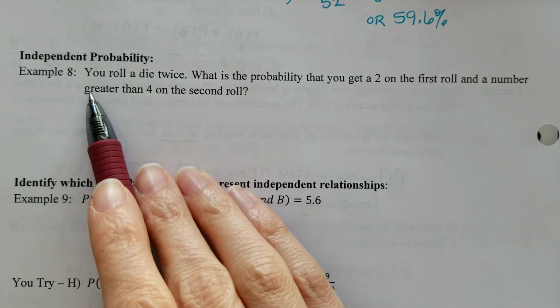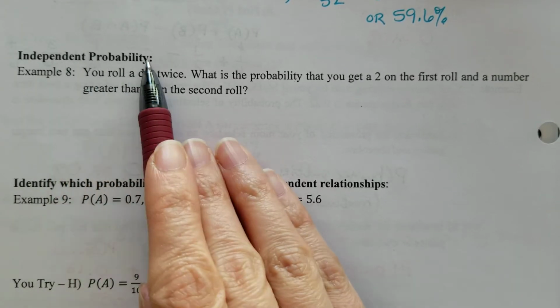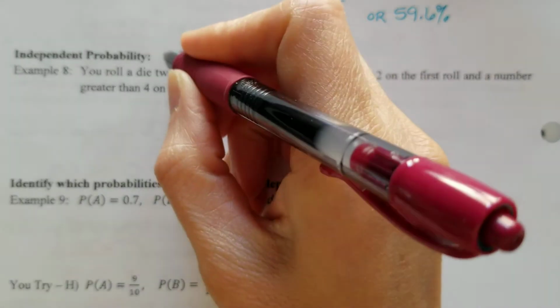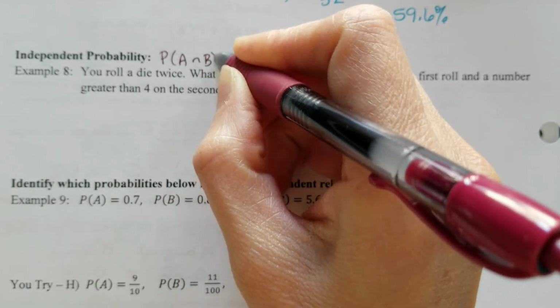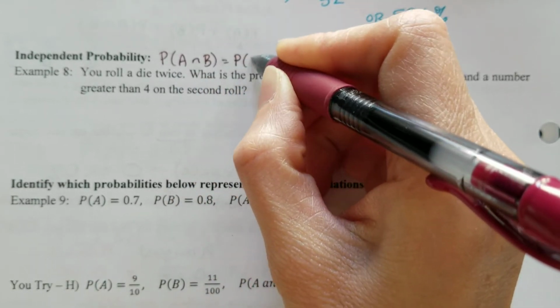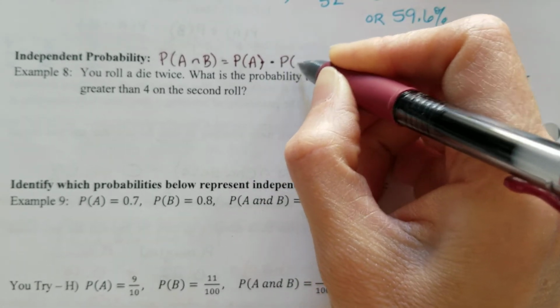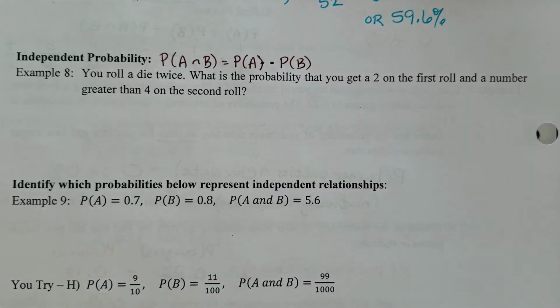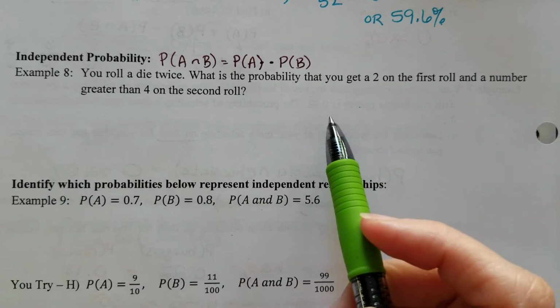As we look at example 8, you can see from the heading that we're looking at independent probability. So going back to the vocabulary page, we are told that the probability of A and B is equal to the probability of A times the probability of B. So in example 8, it says we're going to roll a die twice. Remember we said that rolling dice were independent events because the first result does not affect the second.